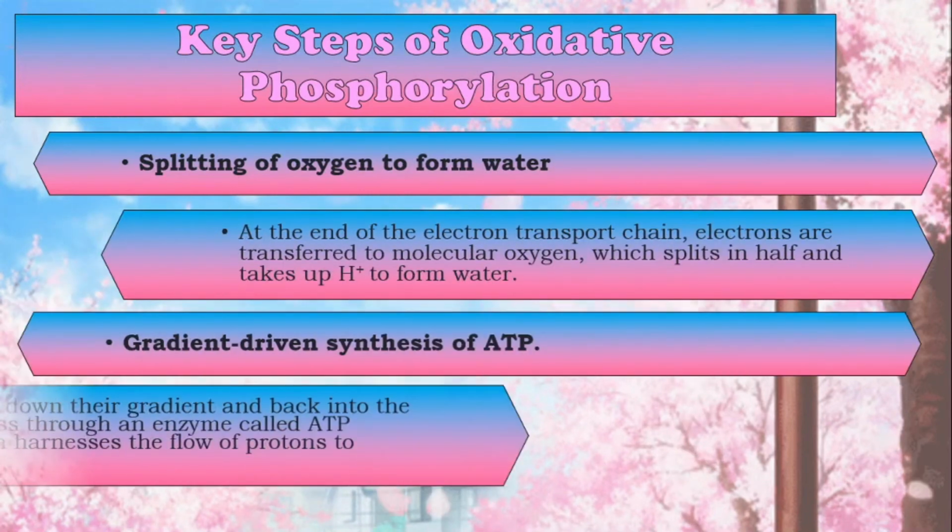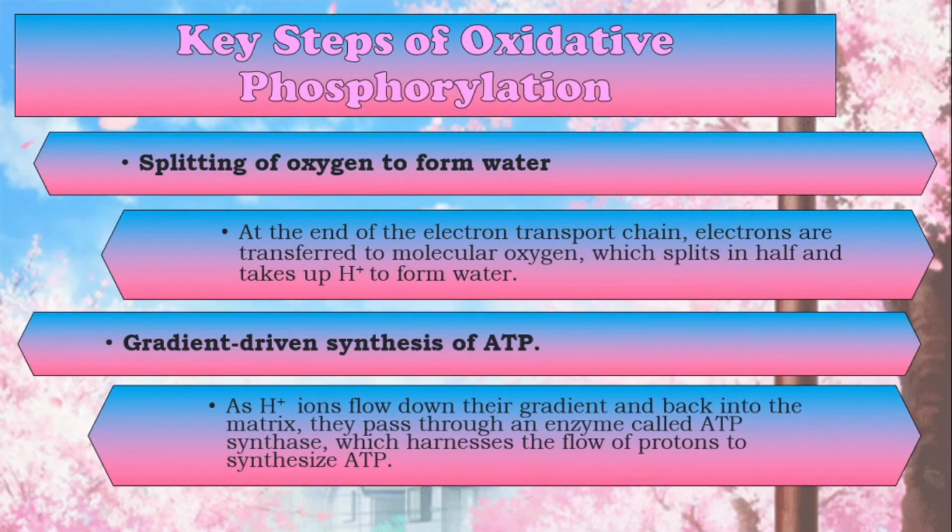The next step of oxidative phosphorylation is the splitting of oxygen to form water. At the end of the electron transport chain, or ETC, electrons are transferred to molecular oxygen, which splits in half and takes up hydrogen to form water. The next step is gradient-driven synthesis of ATP. As hydrogen ions flow down their gradient and back into the matrix, they pass through an enzyme called ATP synthase, which harnesses the flow of protons to synthesize ATP.